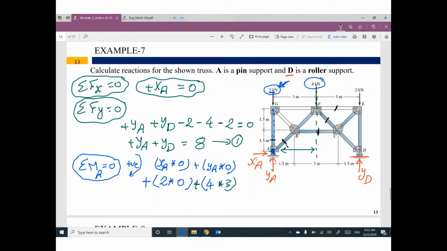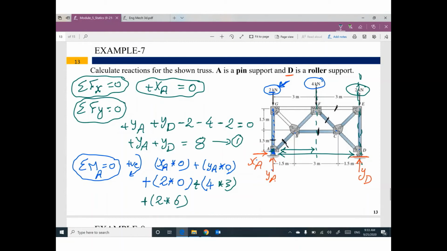What else? This 2 is a vertical force, so I'm looking for horizontal distance. Do you have horizontal distance between this force and point A? Yes, we have 6. Positive.